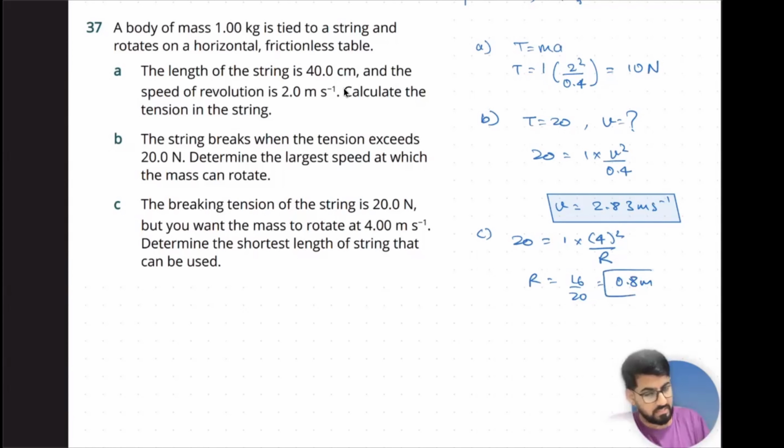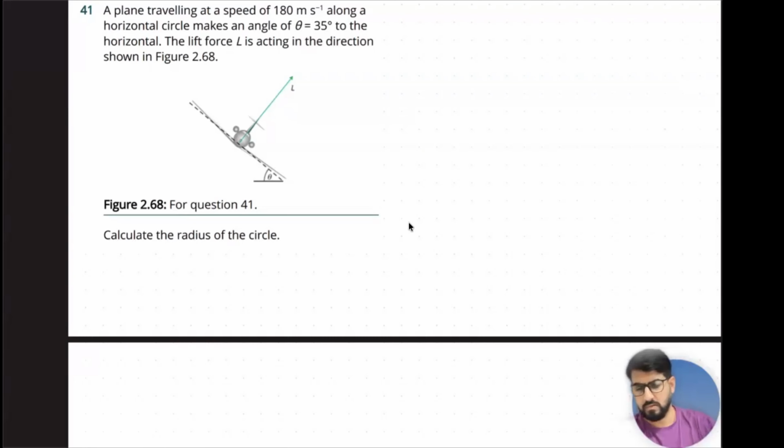So the length needs to be 0.8 meters. That is how the length needs to be adjusted. Obviously, if you want to increase the speed, you have to increase the R. Initially it was 0.4. Now I want the speed to be 4, so I have to increase the radius.